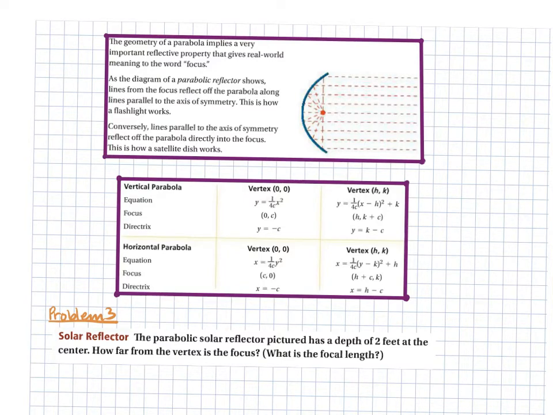This says the geometry of the parabola implies a very important reflective property that gives real world meaning to the word focus. This is why this is a focus. As light comes in, this picture is actually a parabolic reflector. It shows that if light is coming in horizontally, it reflects off and it all goes to the focus. If there's one coming in at this angle, it reflects off there and goes right to the focus. So that's where the word focus comes from.